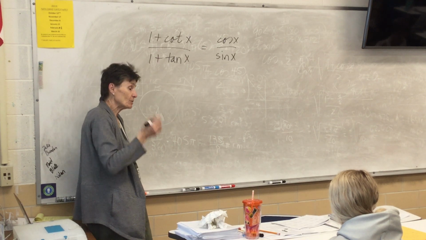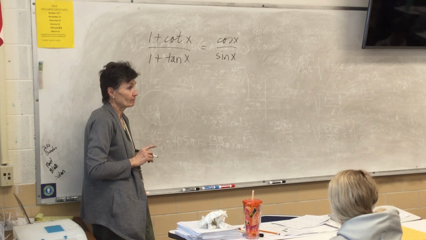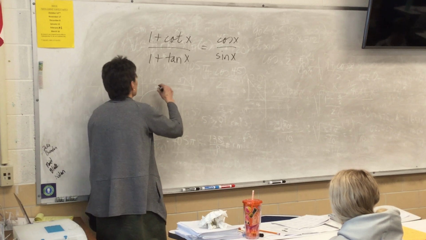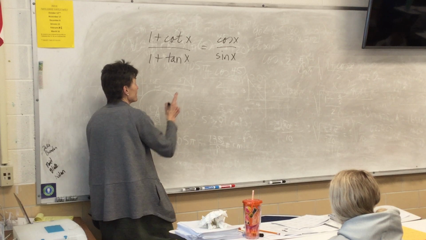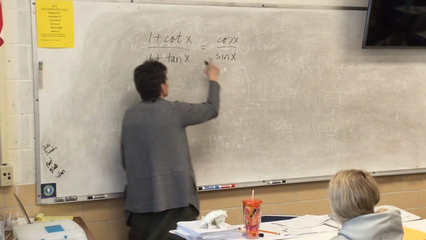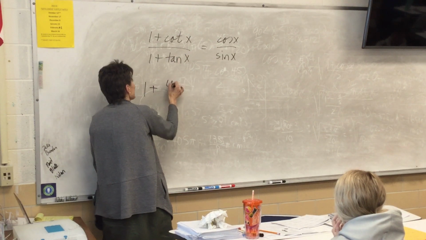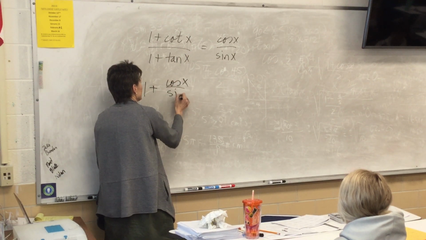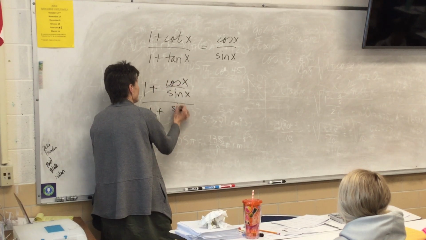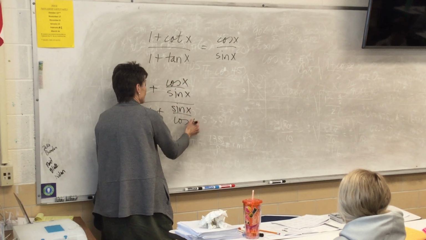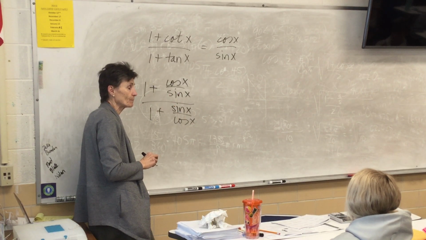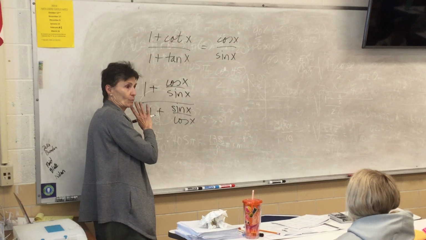Okay, so what can I do? Can't do that. What can I do? Change them into sines and cosines. And that makes sense, because isn't that what I'm trying to end up with over here? So I'm going to change that into cosine over sine, and I'll change this into sine over cosine. Now you need to have those memorized. You need to know those. Those are easy. Now we've got a real mess.